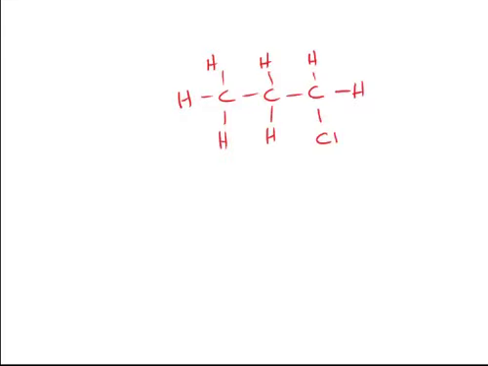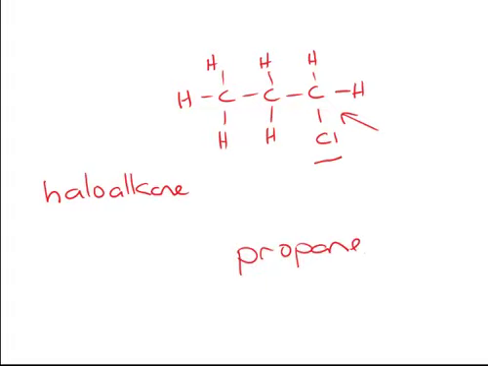Okay, now this one we actually have something a little different. We've got a chlorine here, and that makes this a haloalkane. So the halogen is what we're interested in. And that's on this carbon here, which we'll call the first carbon. But there's 3 carbons, so it's propane still. And there's a chlorine on the number 1 carbon here. So we have 1, 2, 3. So that's 1-chloropropane.